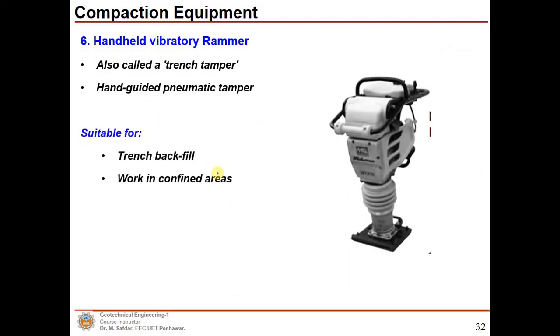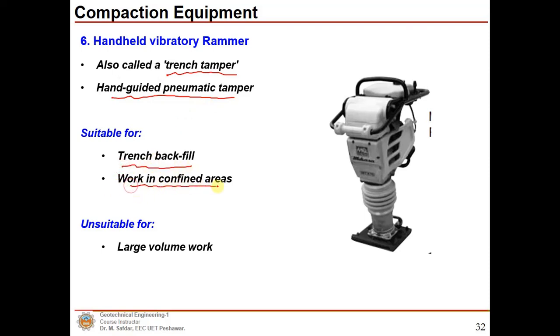Handheld vibratory rammers are also used. They are also known as trench tamper, hand guided pneumatic tamper, suitable for trench backfill work in confined areas, unsuitable for the large volume of work. To compact the soil, it will take a lot of time.